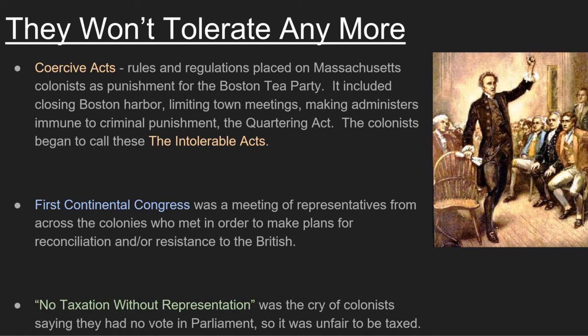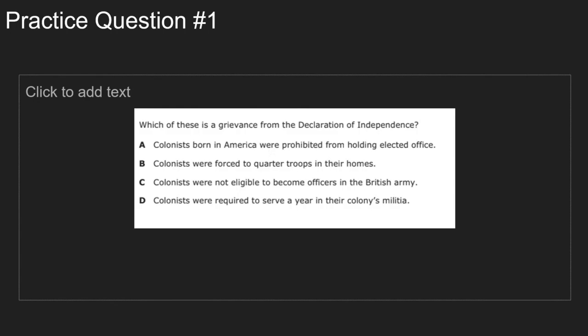All right, let's move on into some of the practice questions. As always, press pause right after I read the question so you have time to come up with your answer before I give you the final correct answer. Here we go. Which of these is a grievance from the Declaration of Independence? Press pause. Here's your answer. Colonists were forced to quarter troops in their homes. We didn't like that, and that was part of us eventually declaring our independence from Great Britain.